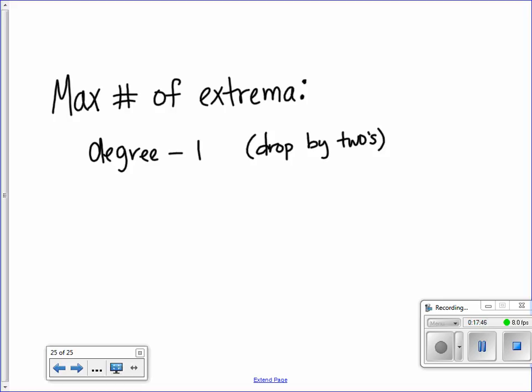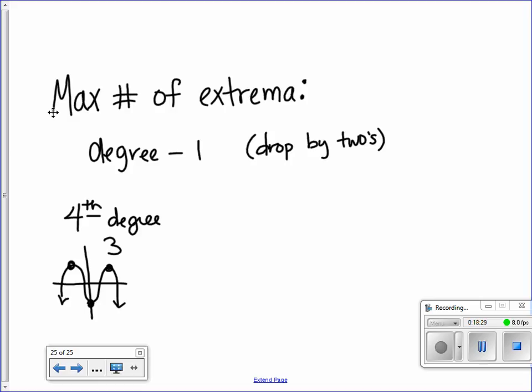So let's say you've got a 4th degree polynomial. A 4th degree polynomial could have 3 extrema. 1, 2, 3. It drops by 2, so it can have 1 extrema. Because what does a 4th degree polynomial have to have on the end? What does its end behavior have to do? It has to match. Up and up or down and down. It has to be the same if it's a 4th degree. So it's even. Even end behaviors match.